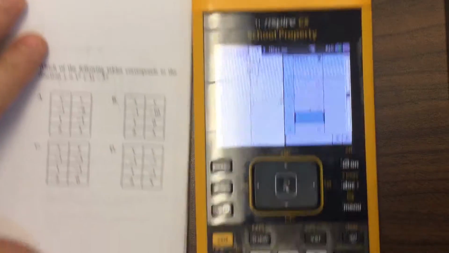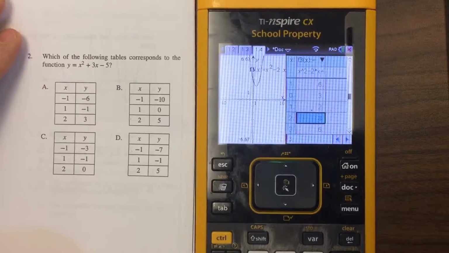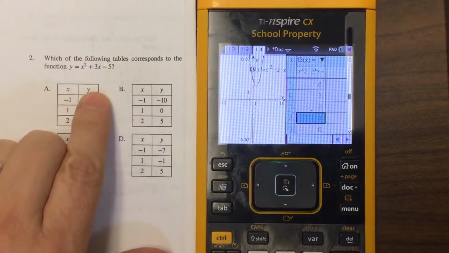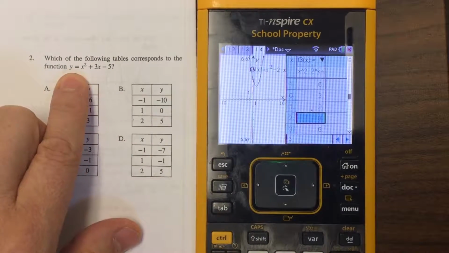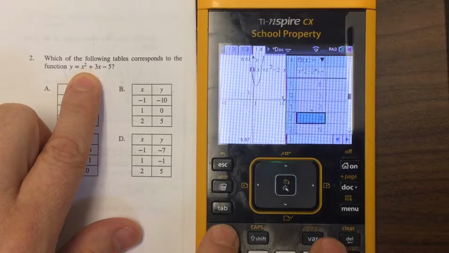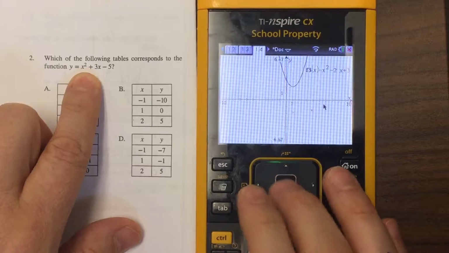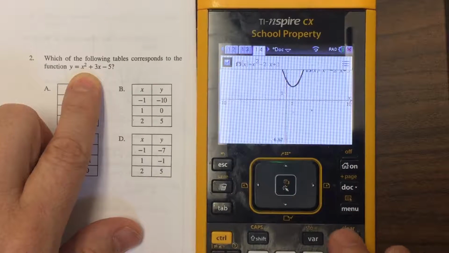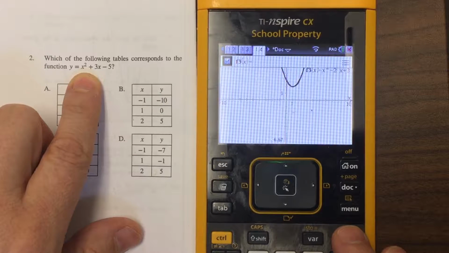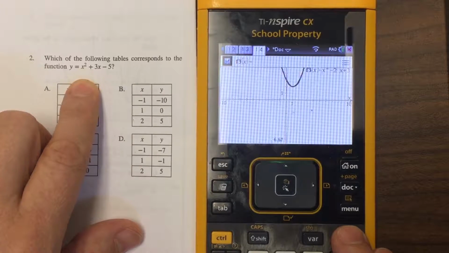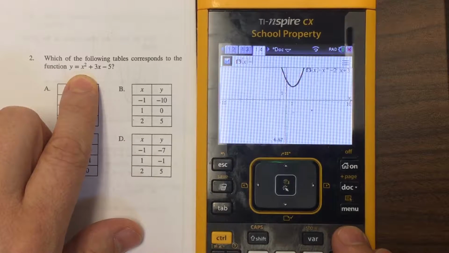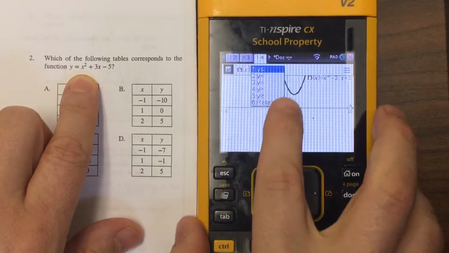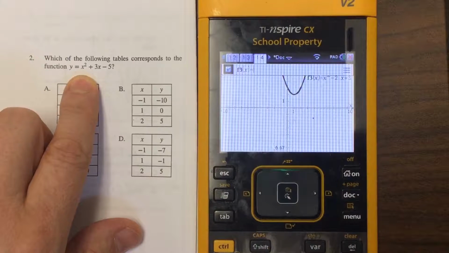Okay, number 2. Which of the following tables corresponds to the function y equals x squared plus 3x minus 5? It's just the exact same thing. So what I'm going to do is double click on the one I just did and change that equation. Delete back to the equal sign, and go to x squared plus 3x minus 5. By the way, if you delete too far, you get this menu. Just hit escape and that goes away.